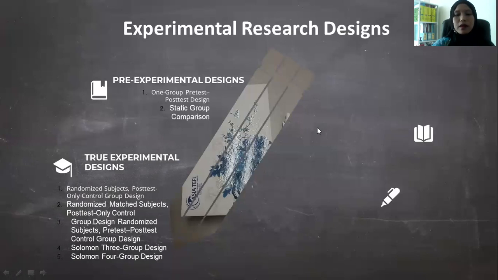So in the control group design only. And then the fourth one is the Solomon 3 group design. And the last one is the Solomon 4 group design. That is the second research design or research method in the experimental. Have a look at here, the next one.